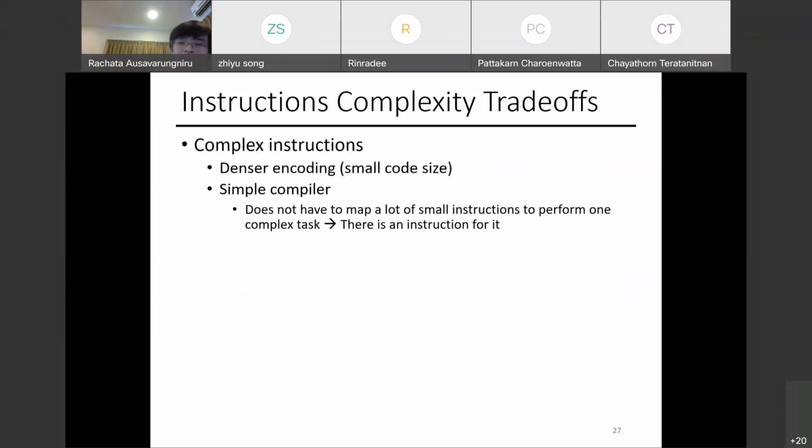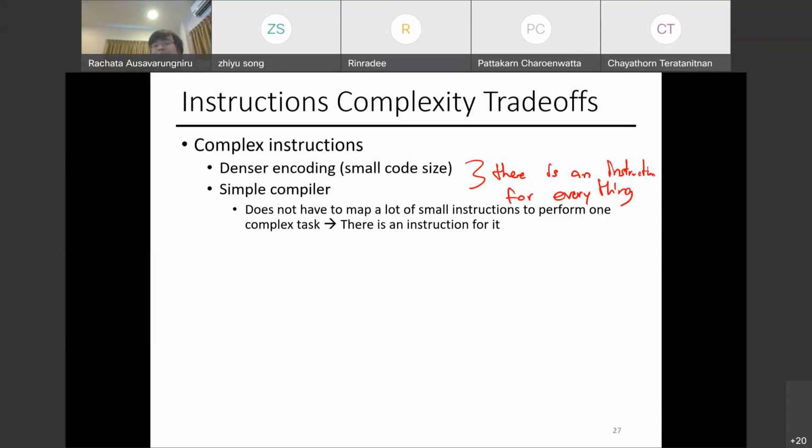So if I have to support multiple complex operations, it means that first of all, the code for my program is likely to be smaller, and the compiler doesn't have to do much because there's an instruction for everything, right? So what would be the downside here? What would be the downside of having every single instruction in the world supported?